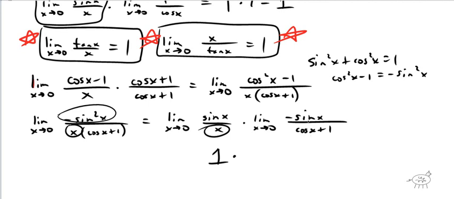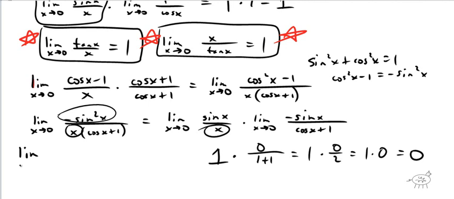What's sine of 0? Let's do the numerator first. Sine of 0 is 0, so I have negative 0, which is 0, over, what's cosine of 0? It's 1. So 1 plus 1. So you have 1 times 0 over 2, which is 1 times 0, which is 0. Okay? So you guys need to write this down, put lots of stars. The limit as x approaches 0 of cosine of x minus 1 over x equals 0.